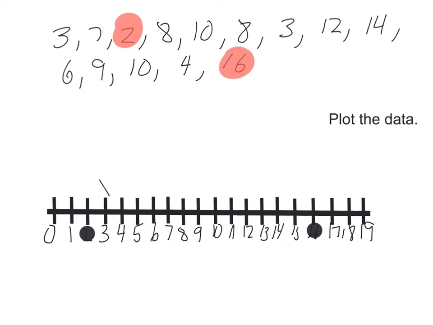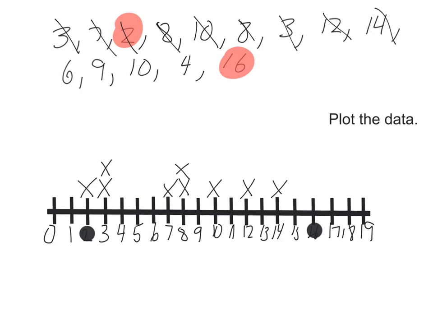I have a 3, so that's 1x, 7, my lowest of 2, 8, 10, and I have a second 8, my x goes on top, second 3. So remember, every number on the number line here may not be represented. All you're doing is putting an X for every number that you have. And now I have my line plot created.